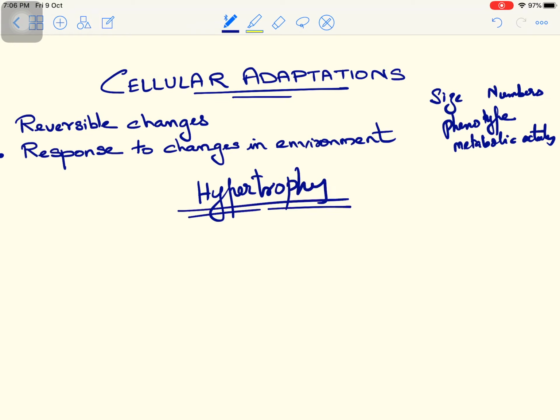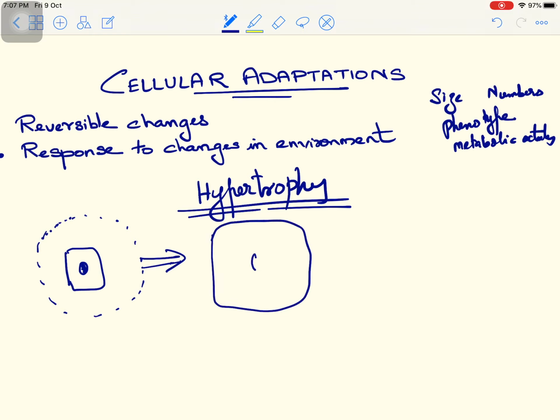Hypertrophy is one method of adaptation by a cell in which the cell size increases. Suppose this is a cell and this is the nucleus and this is the environment, and this environment causes problems for this cell, and it has to counter those problems, and that is possible only by increasing the size of the cell. So this is called hypertrophy. There is no increase in number of cells, there is no cell division, but the cell as such increases in size due to the stress the environment provides the cell.